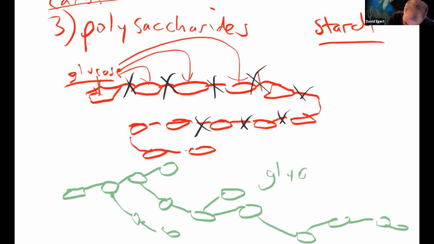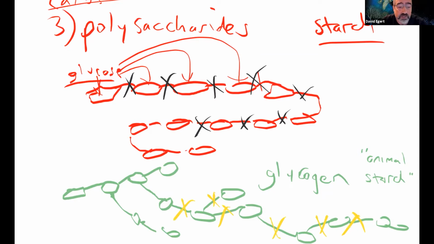Glycogen, sometimes called animal starch. This is how your body stores away carbohydrate. Your liver cells have lots of glycogen stored in there. Like if your blood sugar starts dropping, you're going to turn on enzymes that are going to start breaking apart these bonds here in your stored glycogen in your liver and release it into your bloodstream to bring your blood sugar back up.